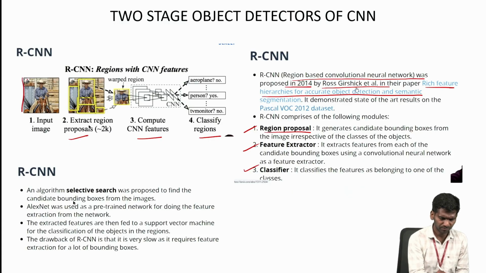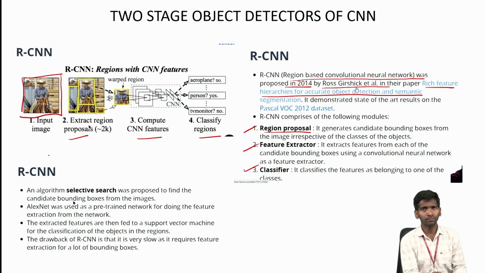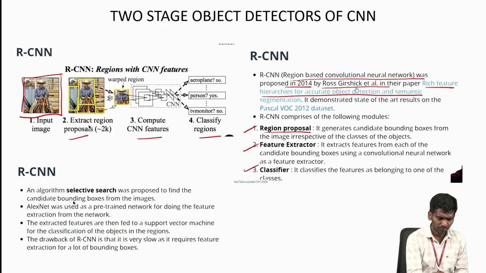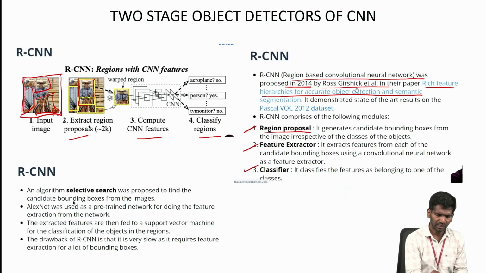So I have this image, right? This is a two-stage detector. First, what it will do? It will identify the objects from the image. So what are the objects? This person is one object, this horse is one object, and you could see something here, which is also identified as one object. It may not be correct, but try to understand the concept. This model is trying to identify the objects from the original image.